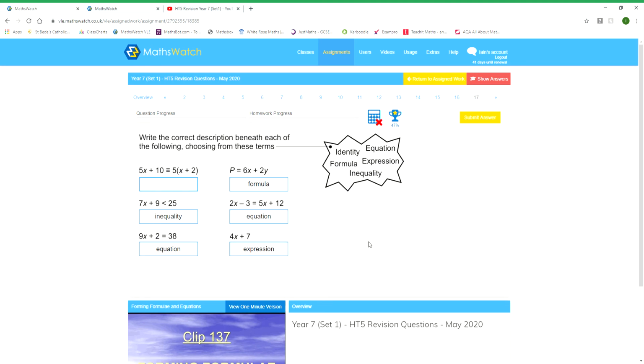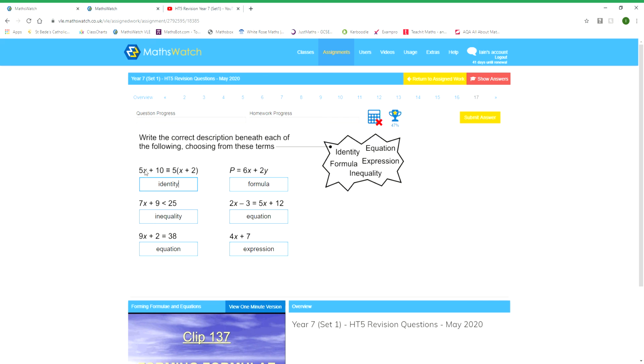This last one here is an identity, and one way to identify an identity certainly is the fact it's got this kind of slightly strange equal sign with the three lines in it, but the other way is that no matter what value of x you put in, these will always be the same. So we could do 5 times 1 is 5 plus 10 is 15, 1 plus 2 is 3, 3 times 5 is 15.